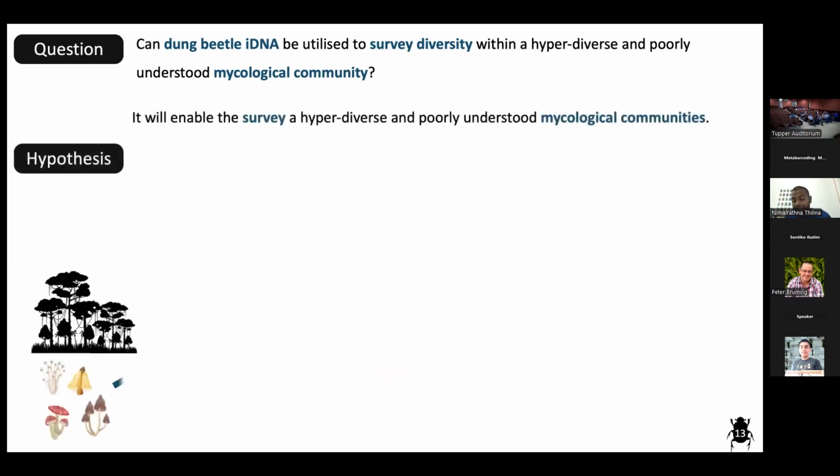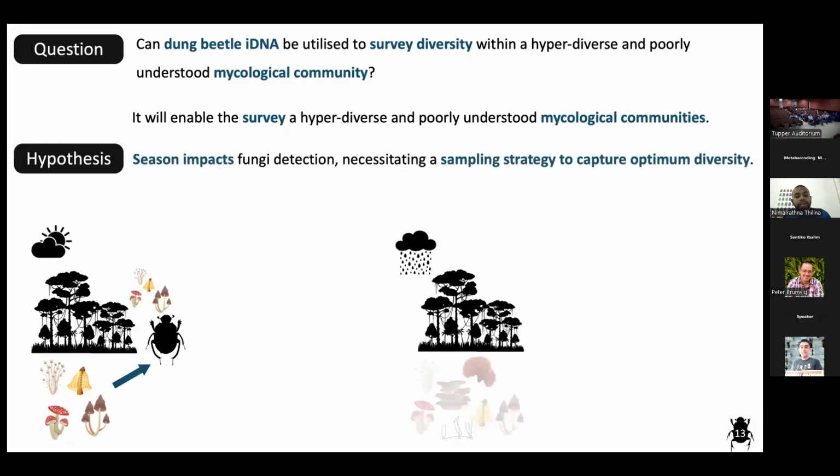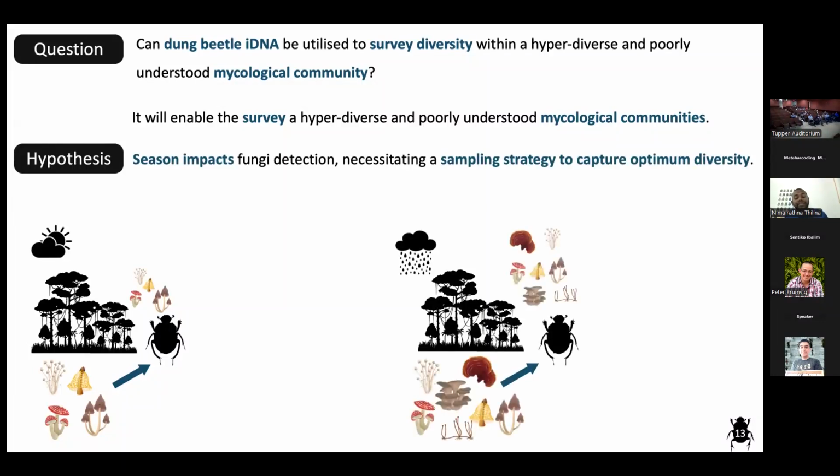There we hypothesize that the dung beetle may feed on the fungi community in the rainforest. If you look at the dung beetle gut, maybe we could find this particular fungi community. Second, we hypothesize that the season may play an important role in this scenario.